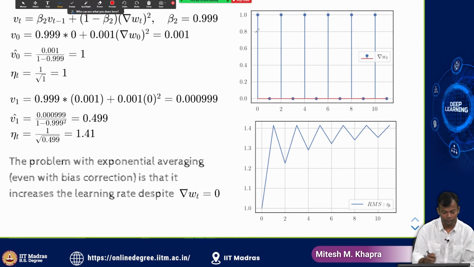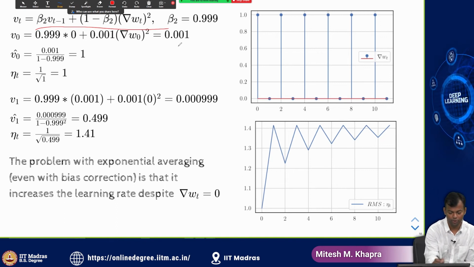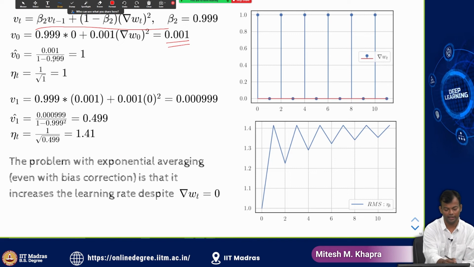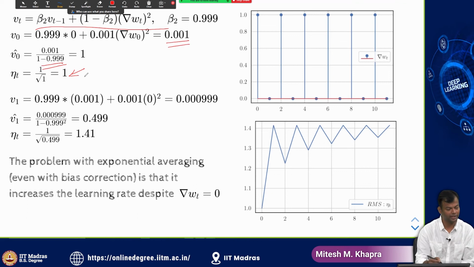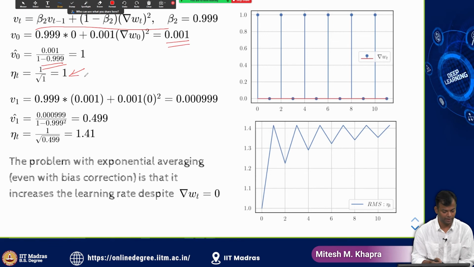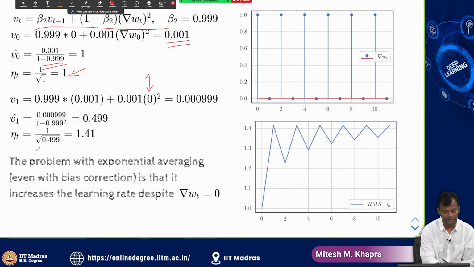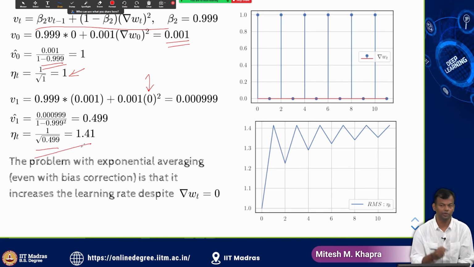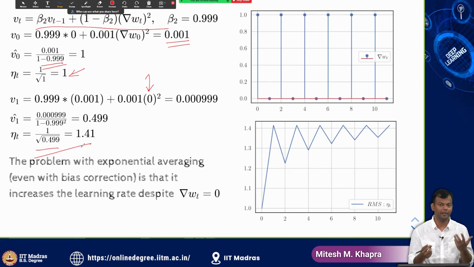So now when I'm using this L2 norm, at time step 0, I get 0.001 and then I use the bias corrected value, and then my learning rate at time step 0 is going to be 1. That is same as what I had earlier. Now at time step 0, when I got the 0 input, you see that my learning rate is still changing, right? Which should not have happened because I did not do anything at this time step. So why should I change my learning rate? But my learning rate is changing because of this exponentially moving L2 norm average that I'm taking, right?